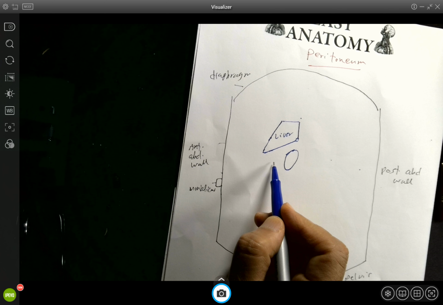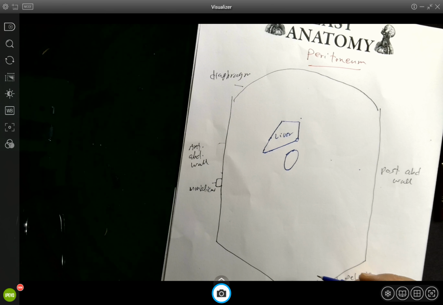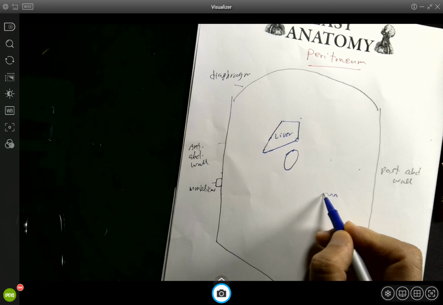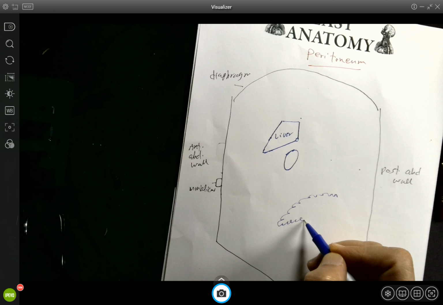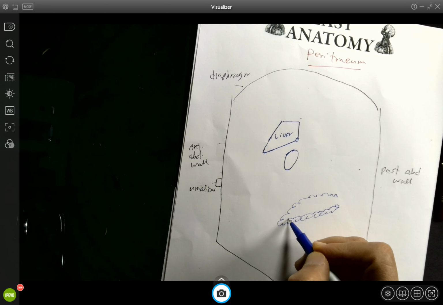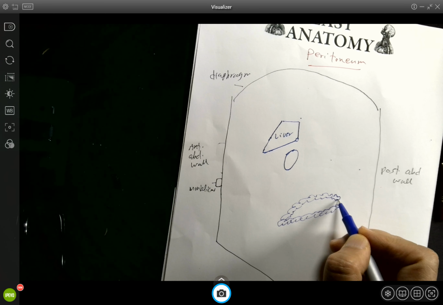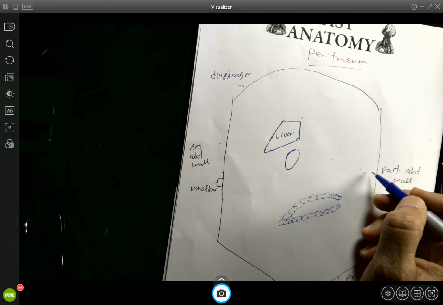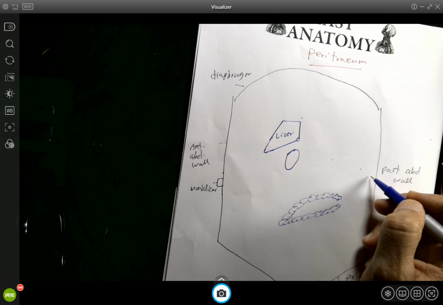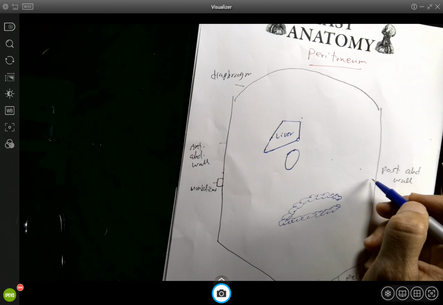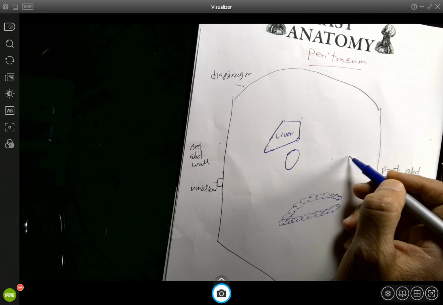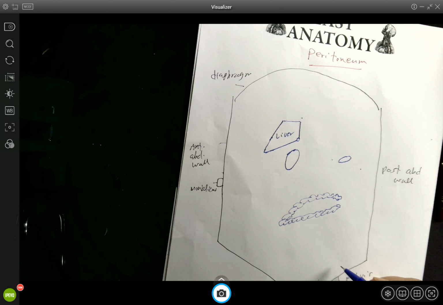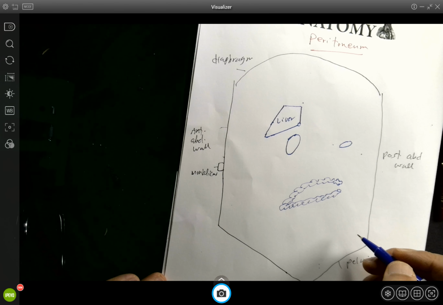Okay, then you will find the small intestine. The small intestine is everywhere. This is the small intestine. It is located everywhere. Kidney and the abdominal aorta are located in the back, in the posterior abdominal wall here. Pancreas, the same. Pancreas is located towards the posterior abdominal wall. So, if you come down here to the pelvic cavity, you will find the sigmoid colon, then the rectum and the anal canal.